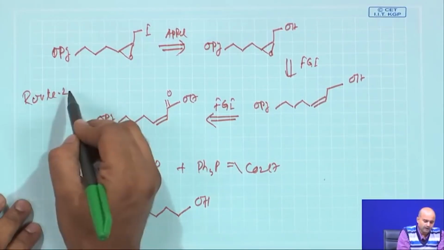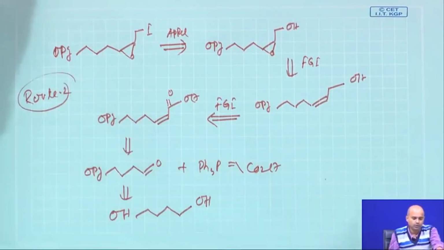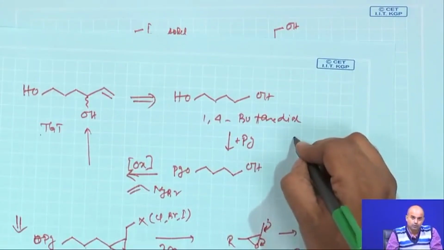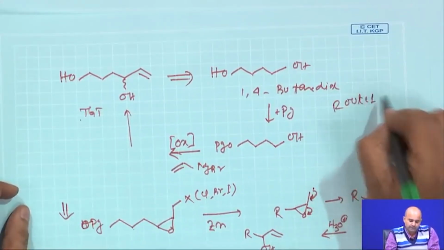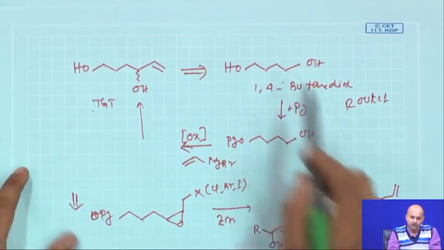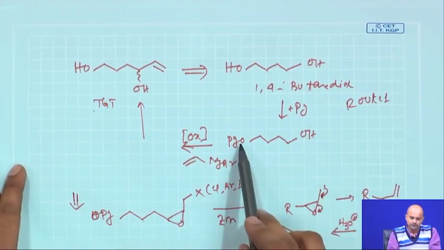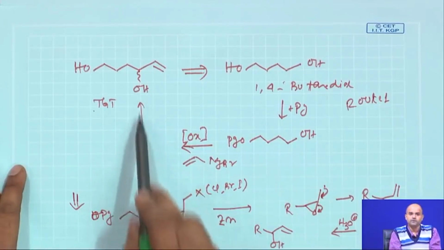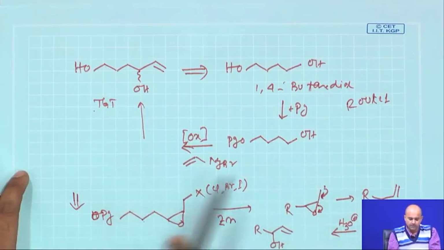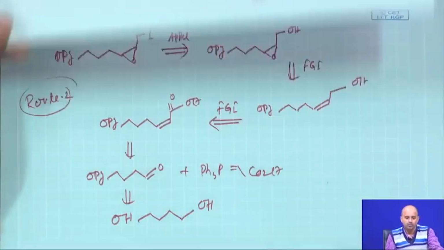and route 1, which is pretty simple. Route 1 is absolutely simple. Route 1 is this one. Route 1, we say you take the corresponding butane diol, monoprotect, oxidation, vinyl magnesium bromide addition. It is a very simple 4 step, but the other pathway is also very interesting, though it has a little bit more steps.